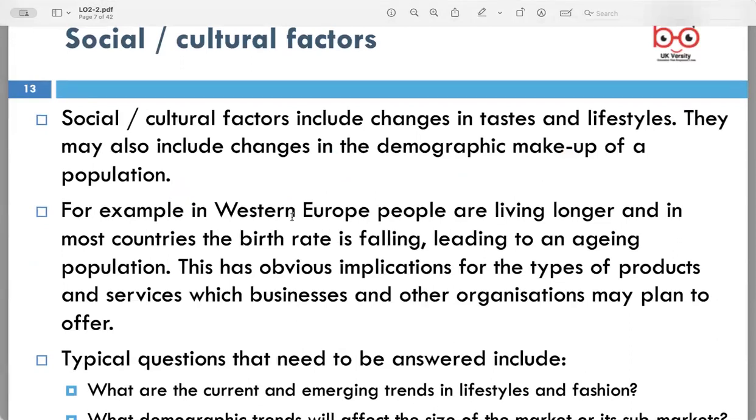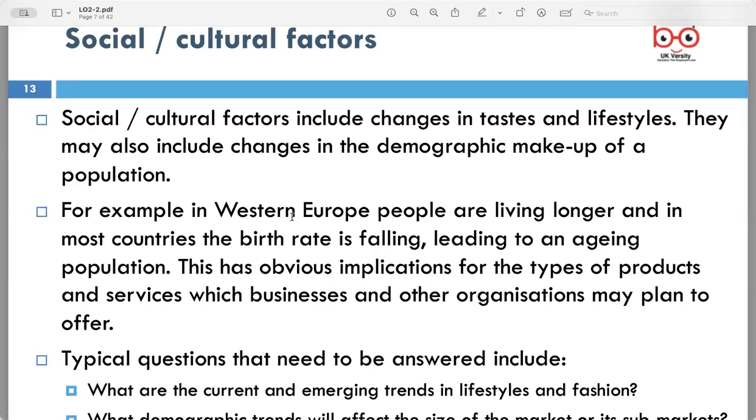Social and cultural factors. The category of social and cultural elements encompasses alterations in preference and ways of living. There is also the possibility that they will include shifts in the demographic composition of a population.